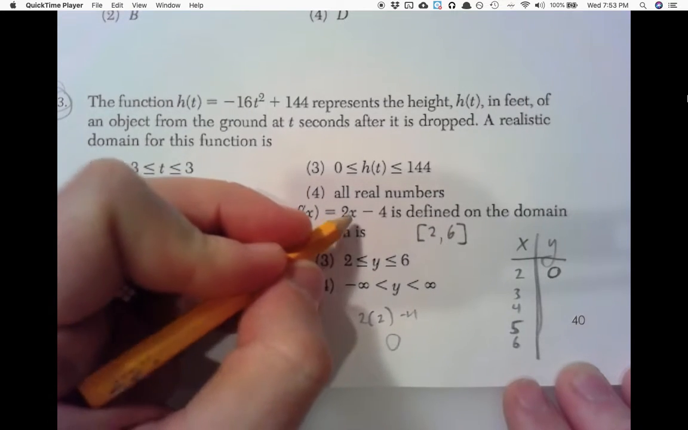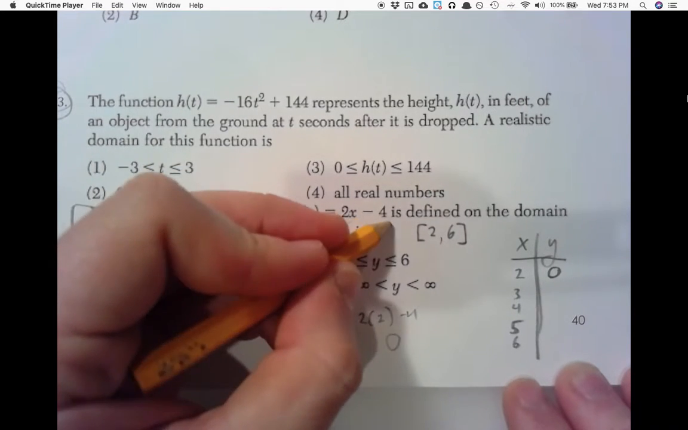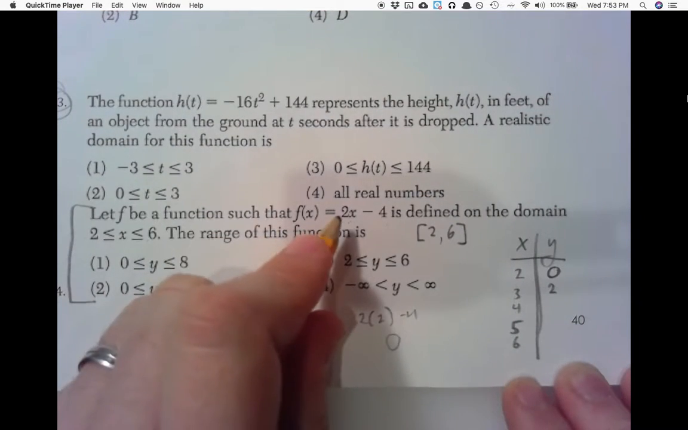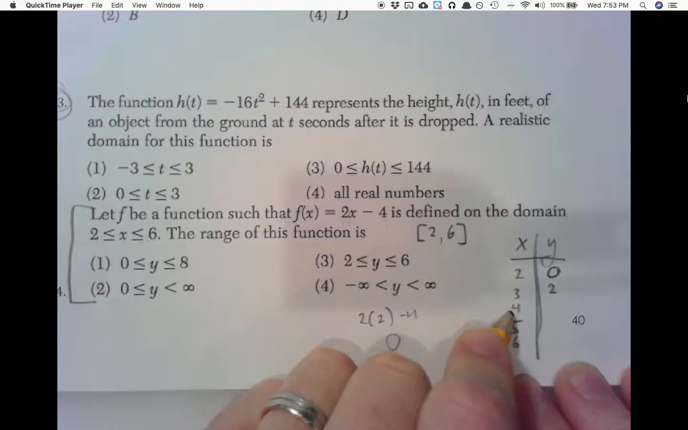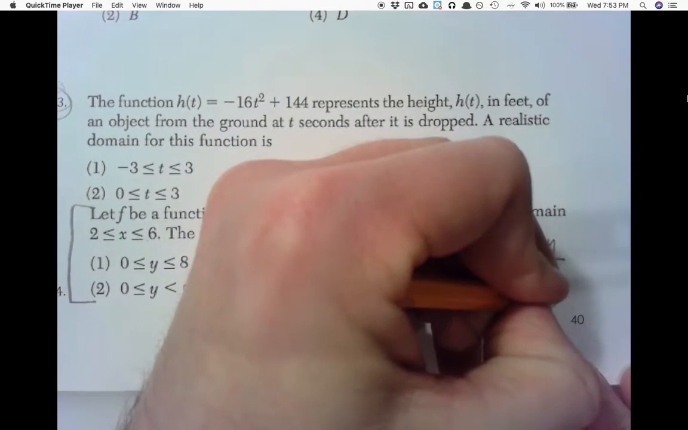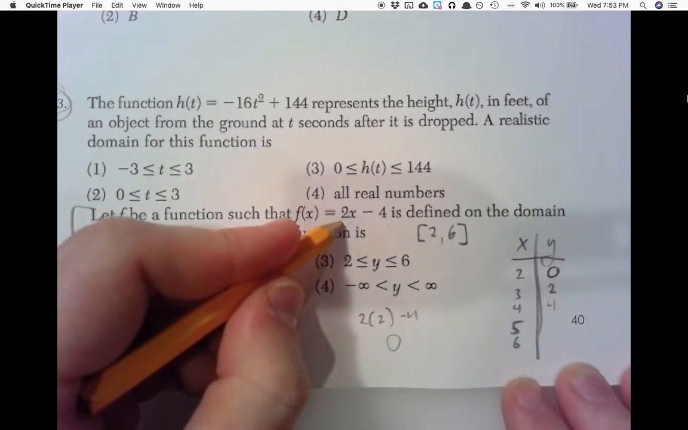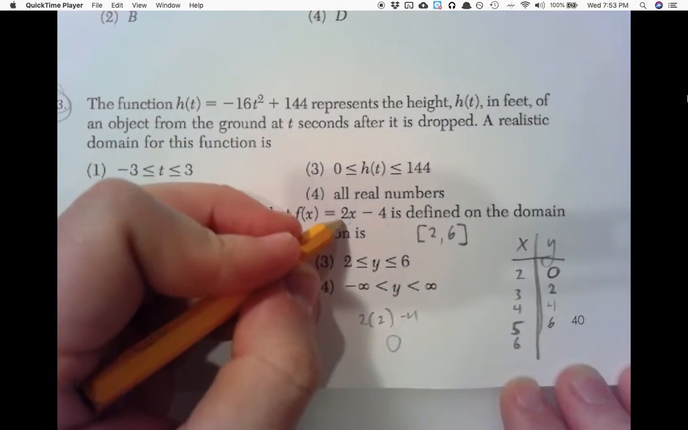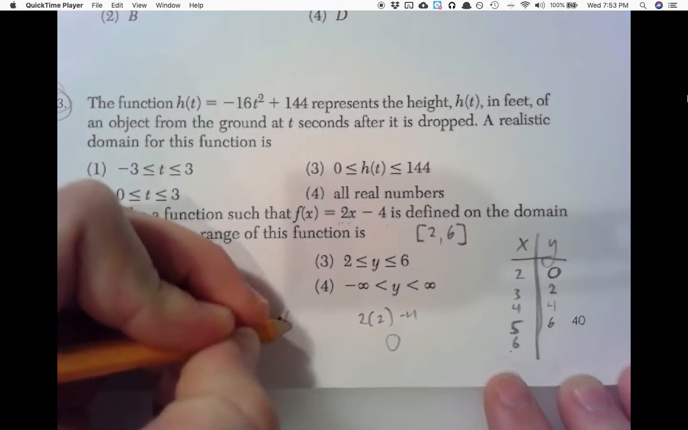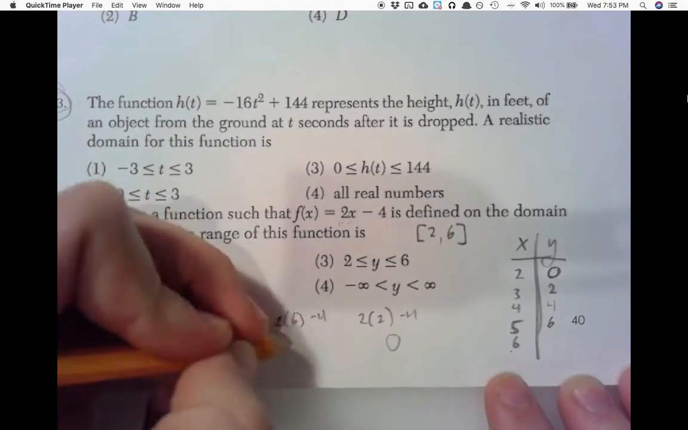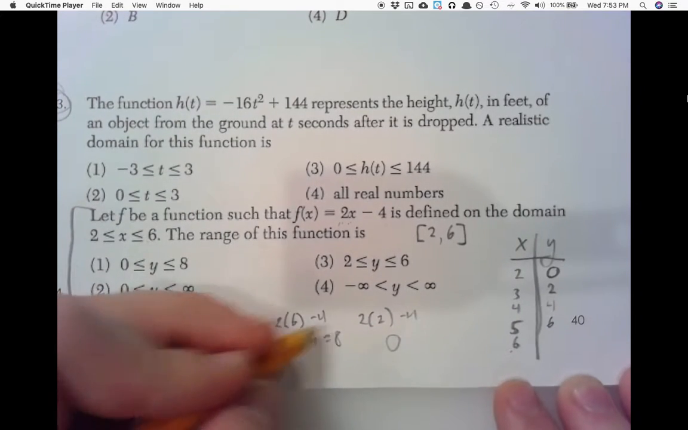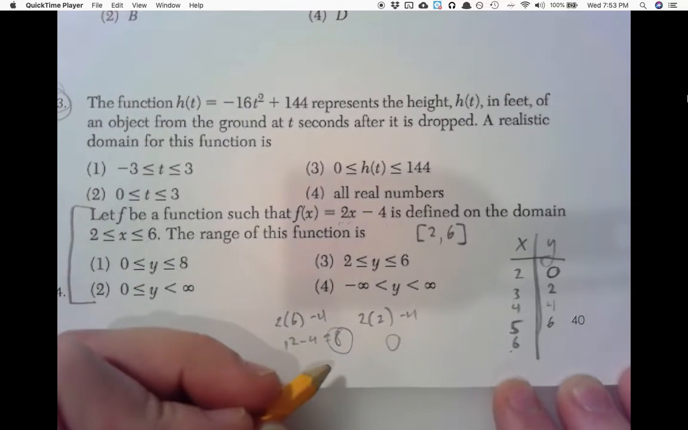Let's try 3. 2 times 3 is 6, 6 minus 4 is 2. Let's keep going. I'll get an input of 4 this time. 2 times 4 is 8, minus 4 is 4. 2 times 5 is 10, minus 4 is 6. 2 times 6, my input is 6. 2 times 6 minus 4 gets me 12 minus 4, which is equal to 8. I'm just doing this math really quick in my head to get the matching outputs.